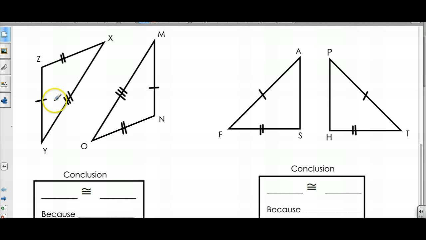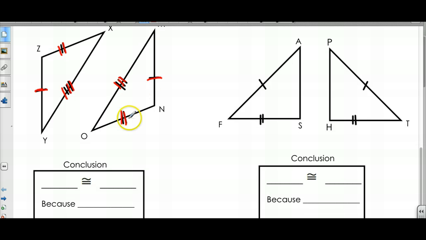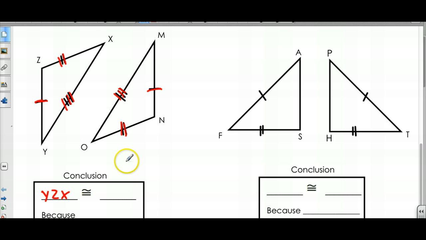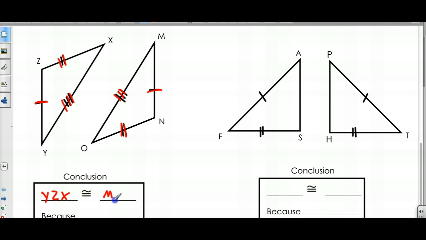Well, are there three congruent sides? ZY is congruent to MN, ZX is congruent to NO, and XY is congruent to MN, right? Because they both have the three marks. So if there are three congruent sides, yes, they are congruent, and so I could say that these two triangles, triangle YZX is congruent to triangle MNO.